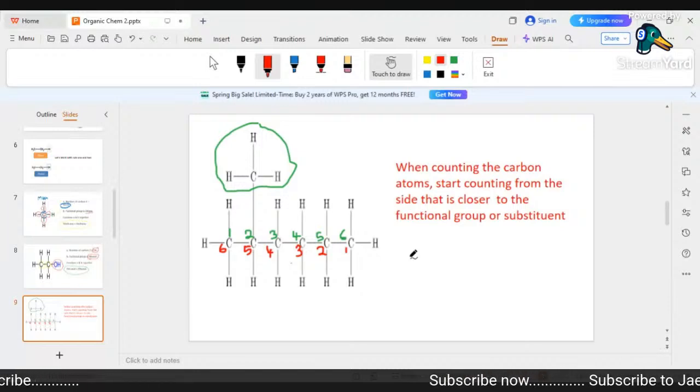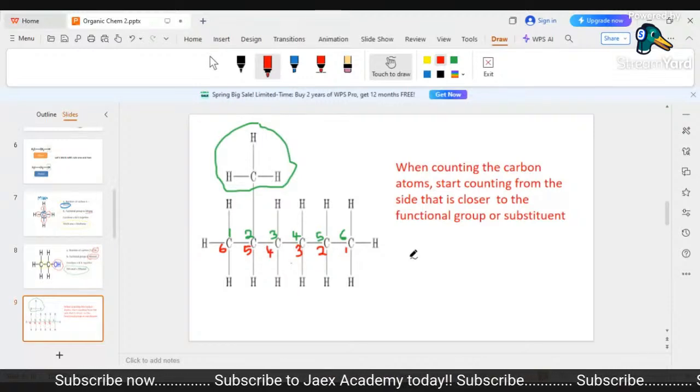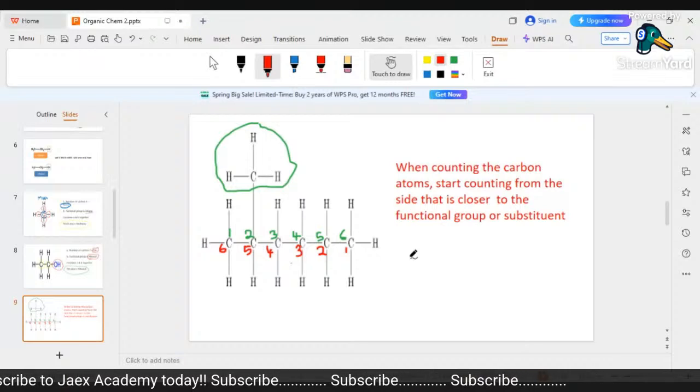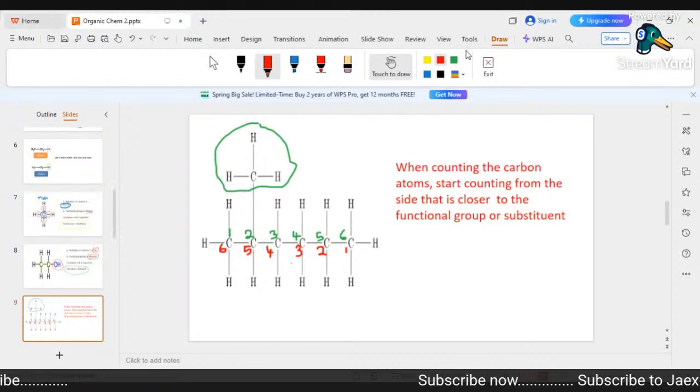Now that's very correct. 6 is called hex. Now, if we count from upside and we count downside, no matter how we count, we always have 6. But what is the rule saying? The rule said we should count from the side that is closer to the substituent.